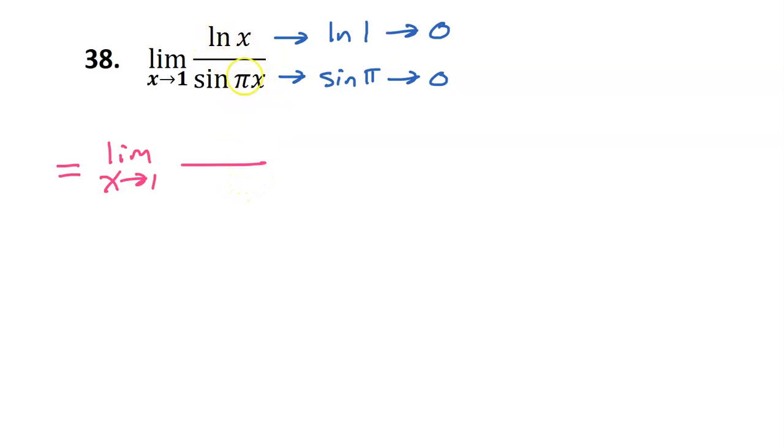The derivative of natural log x is 1 over x, and the derivative of sine is cosine. So I'm going to write cosine pi x. Because this is not just simply x, I have to do the chain rule and multiply by the derivative of the inner function. The derivative of pi x is pi, so I'm going to have this extra pi sitting here.